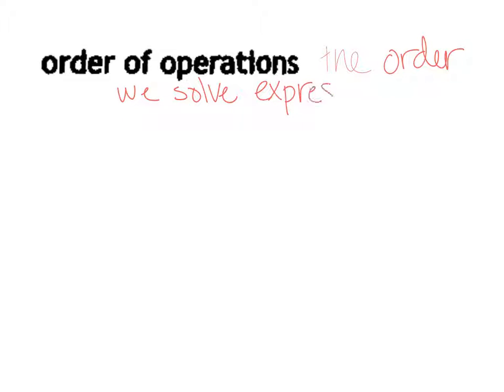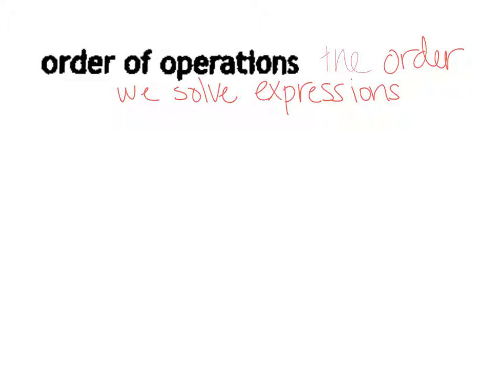So the easiest way to describe order of operations is really a lot of what the word is itself. The order we solve, and the word is expressions, and we're going to talk more about expression versus equation versus inequality.